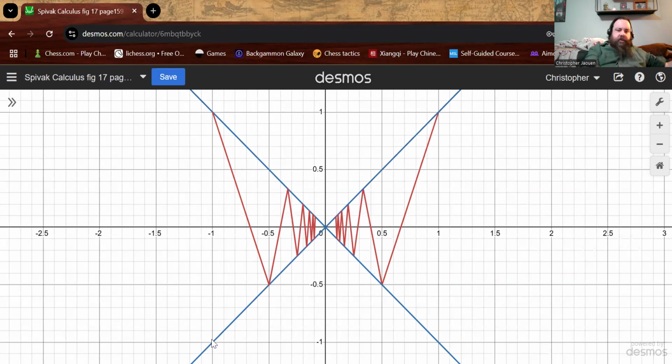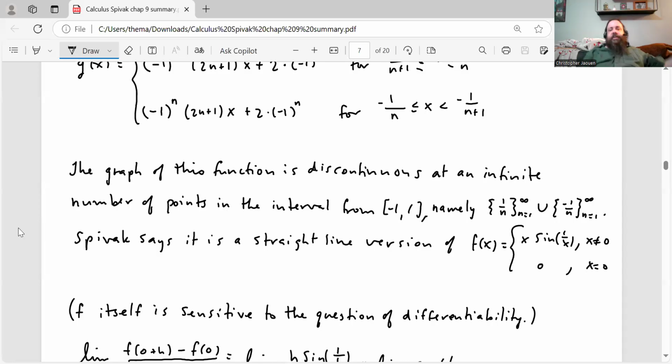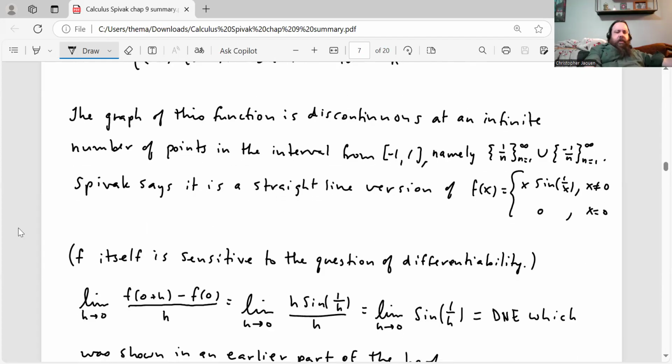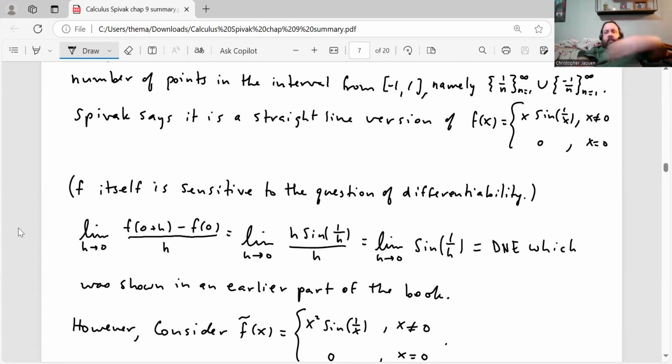Okay, let me go back to my notes. The graph of this function is discontinuous at an infinite number of points in the interval from -1 to 1, namely at all the points 1/n, where n goes from 1 to infinity, union with the points -1/n, where n goes from 1 to infinity. And Spivak says it's the straight line version of the function f of x equals x times sine of 1/x when x is not 0, and 0 when x equals 0. I think we've talked about that function in Spivak before, so hopefully you remember that one. The function f itself, the one with the sine function, is sensitive to the question of differentiability.